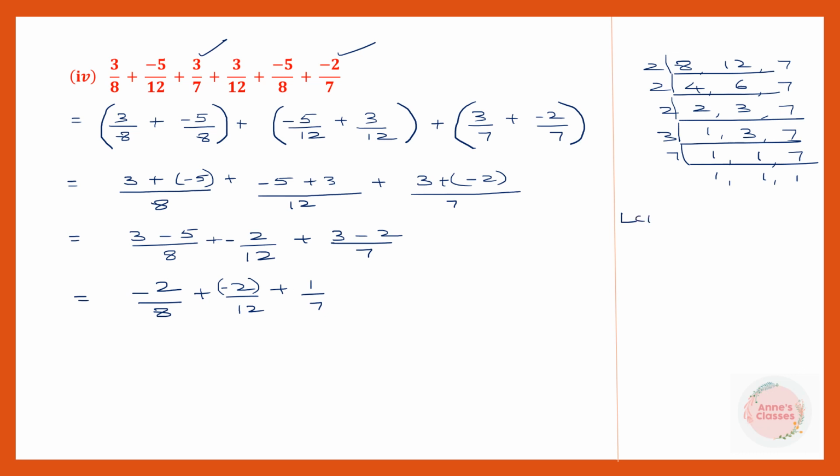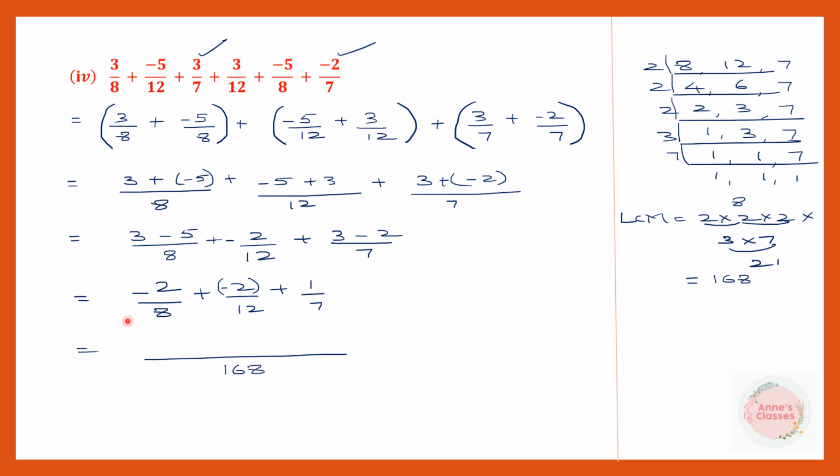So what is our LCM? LCM is 2 into 2 into 2 into 3 into 7. So 2 twos are 4, 4 twos are 8, 8 into 21. And how much is 8 into 21? That is 168. So that is our LCM, 168. So let's write that down. Now we have to get our numerators.